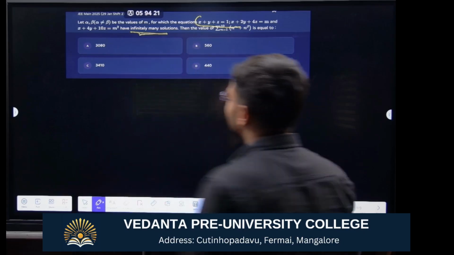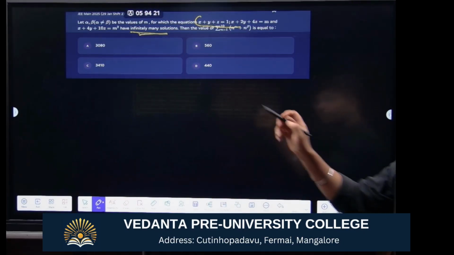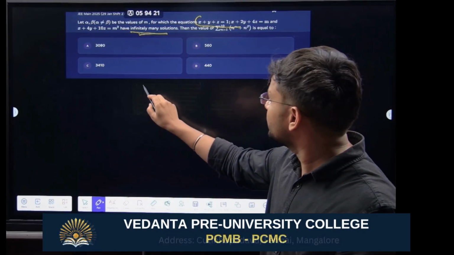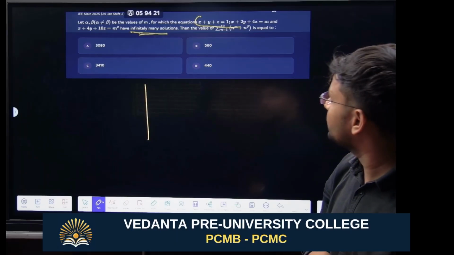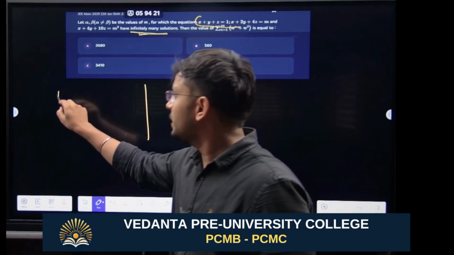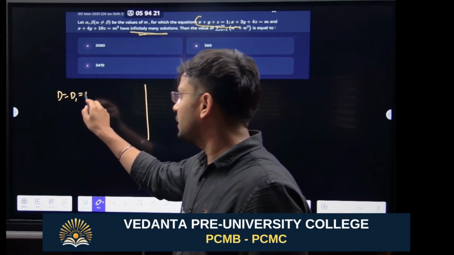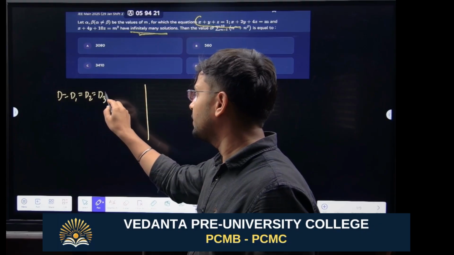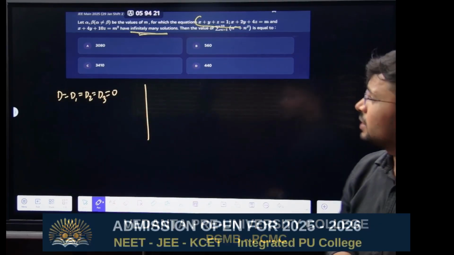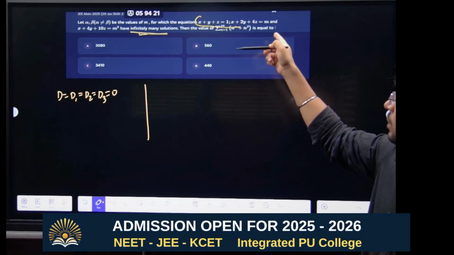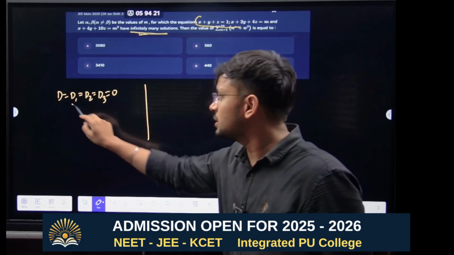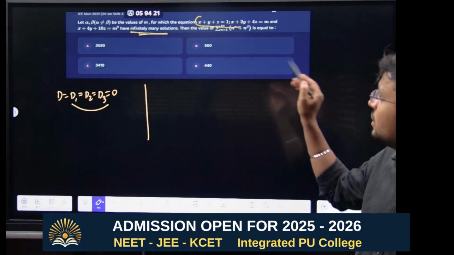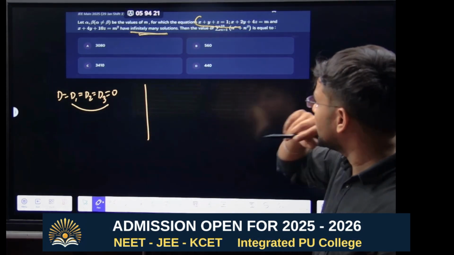So this system of linear equations has infinitely many solutions. As we know that if a system of linear equations has infinitely many solutions, then D, D1, D2, D3 all will be 0. Okay. Now take any one. Since we have to find the value of m, we will consider this too, because m is there on the right side.